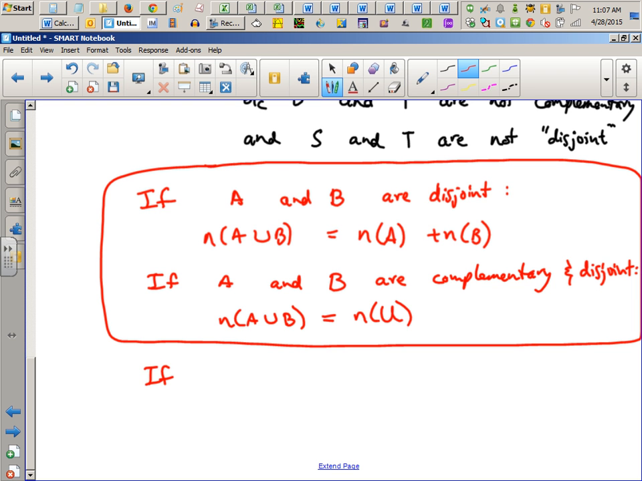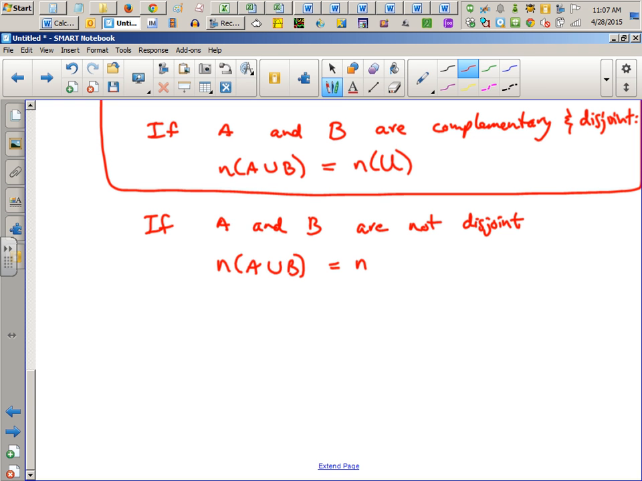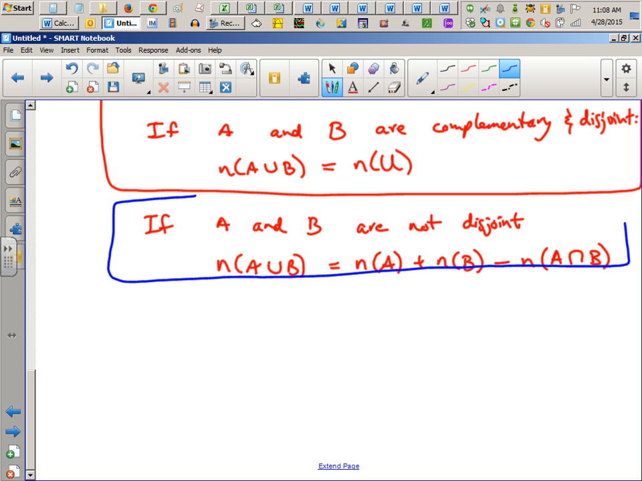Now, if A and B are not disjoint, then the number of elements in the union will be the number of elements in set A plus the number of elements in set B minus the number of elements that are in both sets A and B. And if there's one formula you can memorize today, let it be this one.